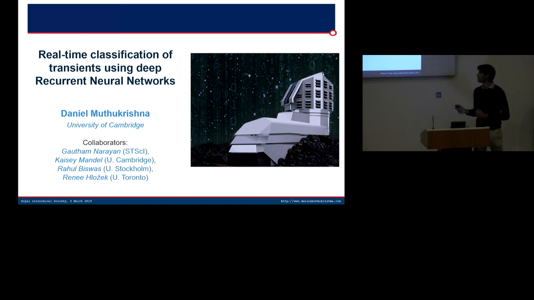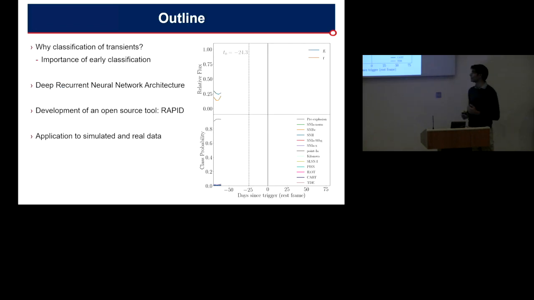And so to this end, I've developed a new technique which uses deep recurrent neural networks to try to classify transients for the first time as a function of time, and significantly faster than previous approaches, being able to classify tens of thousands of events within just a few seconds. And so I'll get to how we actually do this.